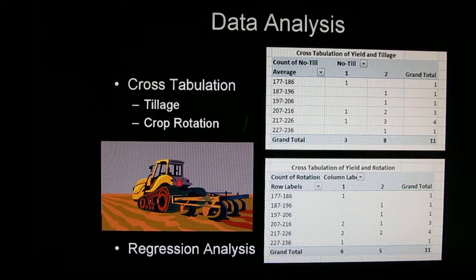Cross tabulations were done because the relationship between some of the variables was important. Cross tabulation was done between the average yield and the type of tillage used. The relationship between these two variables provided important insight into which type of tillage method provided the highest yields. As you can see in the chart, conventional tillage was used in the majority of the highest yields.